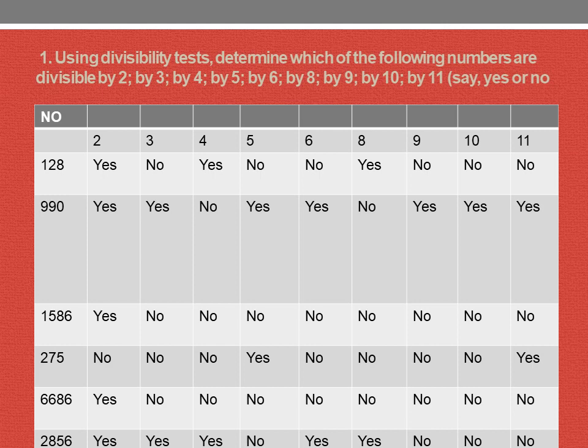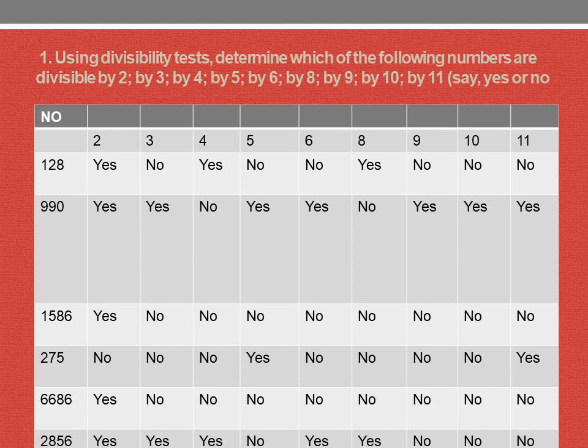Okay, if you are taking the number 275, because the last digit is not even, it is not divisible by 2. Add these digits; if the sum is divisible by 3, then the number is divisible by 3. If it is not, then it is not divisible by 3 either. For 4, the last two digits 75 are not divisible by 4. And with 5, yes, because the last digit is 5, it is divisible.